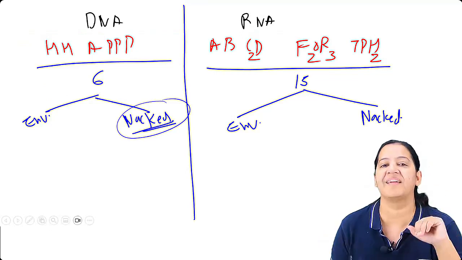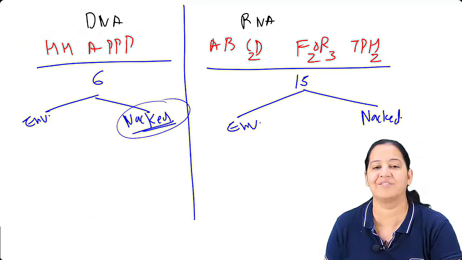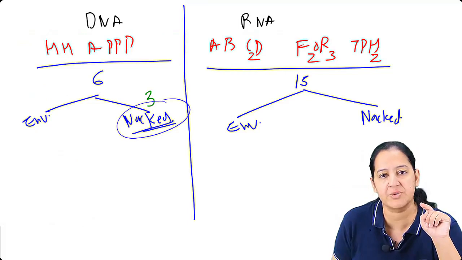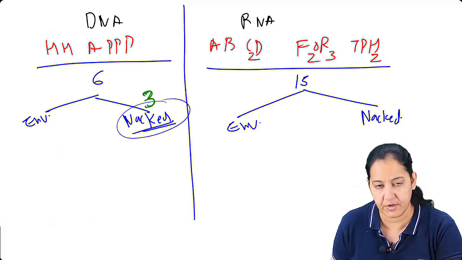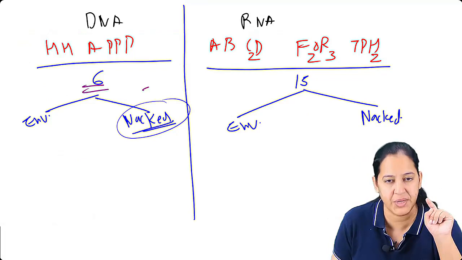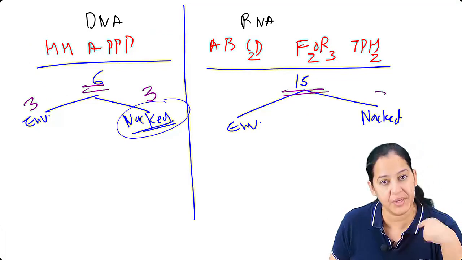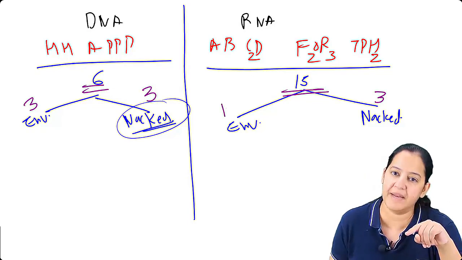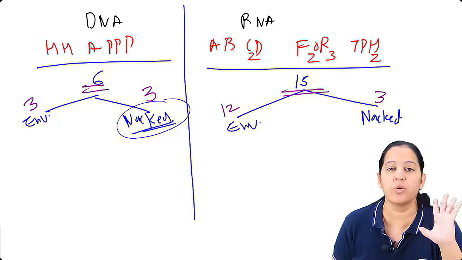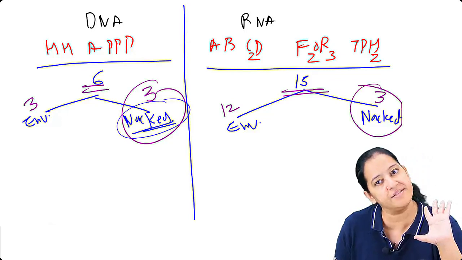So how many? Learn the rule. Naked is always 3. What is the rule? Naked is always 3. So out of 6, 3 are naked, so obviously 3 are enveloped. Out of 15, 3 are naked, so obviously the remaining 12 are enveloped. Learn the rule. Naked are 3, whether it is DNA or RNA.